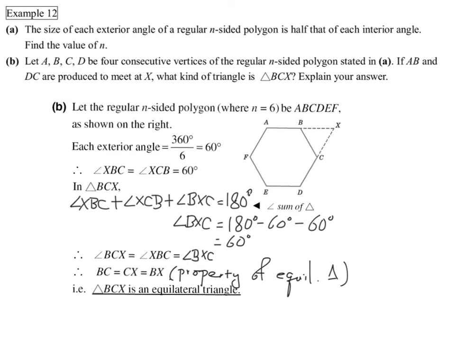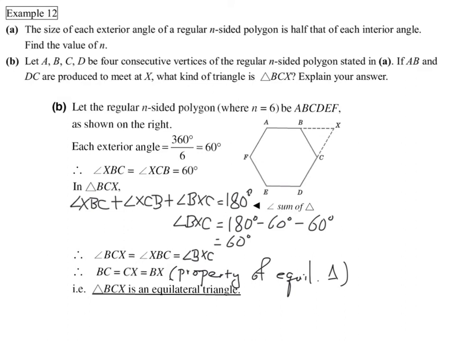By looking at question B: let A, B, C, D be 4 consecutive vertices of the regular n-sided polygon stated in A. If AB and DC are produced to meet at X, what kind of triangle is triangle BCX? Explain your answer. That means you need to have a picture in your mind.